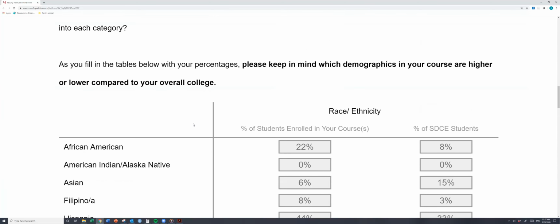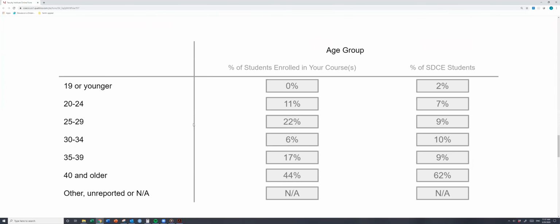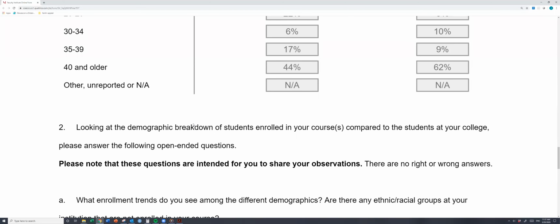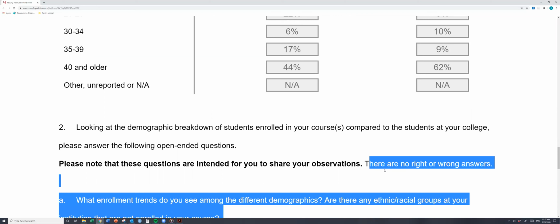Remember, the online form specifies that there are no right or wrong answers. So keep that in mind as you're writing. Before reviewing the questions, I'm going to take a look at my data. In this way, I can start to see what things I could potentially highlight.